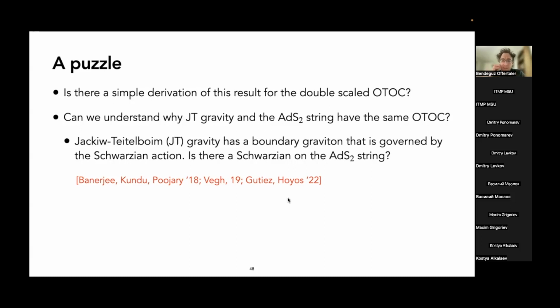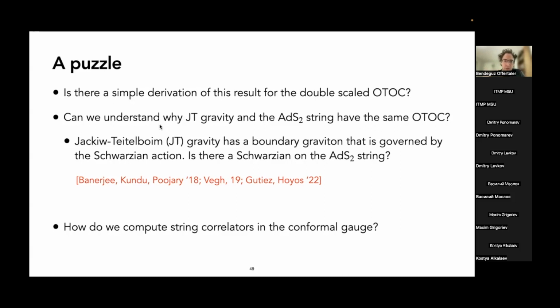What we ended up finding, and what is essentially the punchline of our work, is that there is a boundary reparametrization mode that appears when we study the string in conformal gauge. And it plays an analogous role to the Schwarzian in the computation of the OTOC.